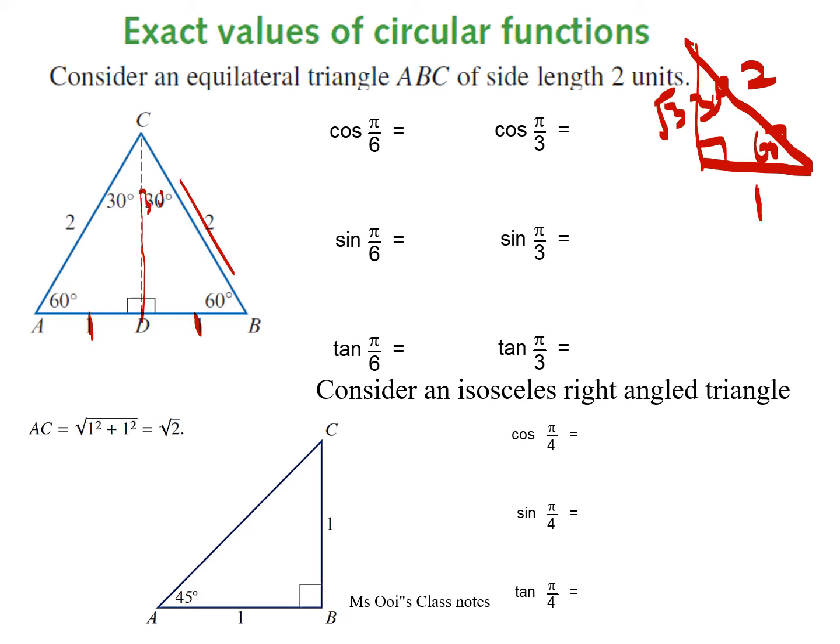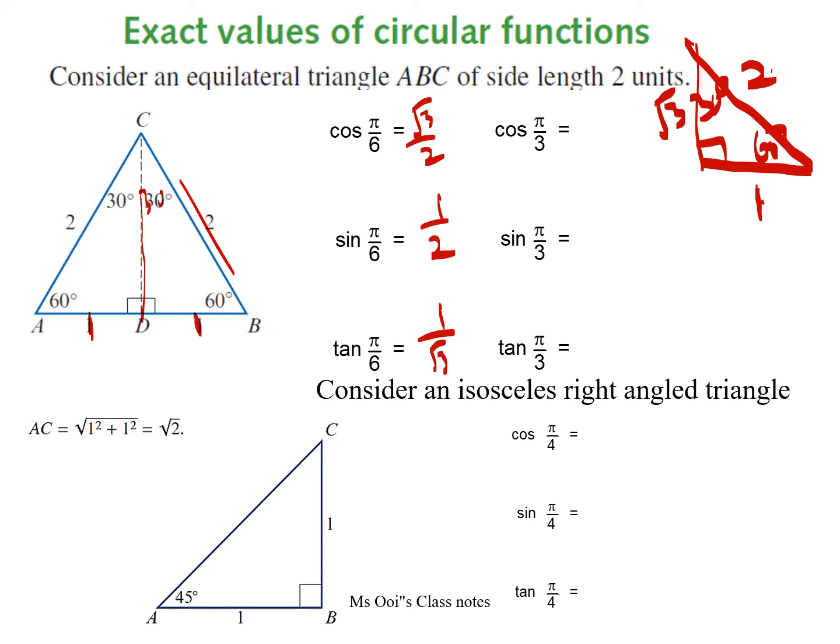So cosine of pi over 6, which is cosine of 30 degrees, is adjacent over hypotenuse, which gives you root 3 over 2 here. And sine pi over 6 is opposite over hypotenuse. Tangent pi over 6 is opposite over adjacent.